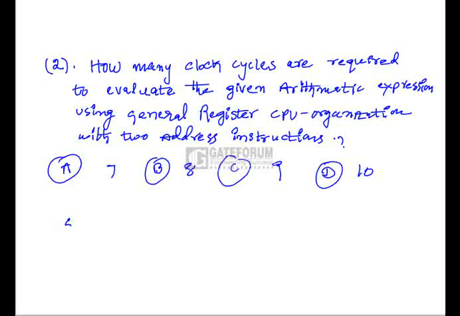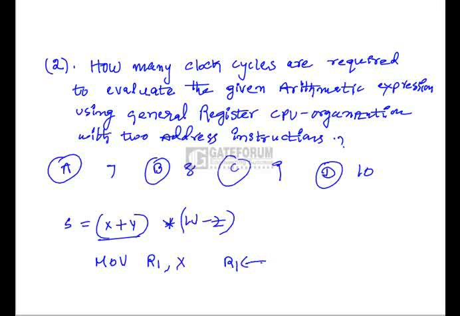So the expression given is S equals (X plus Y) times (W minus Z). So this is the expression given. So the set of instructions for this will be, first of all, we have to take the value of X into some register, because all operations will be done in general registers here. Let it be R1, MOVE R1 comma X. So R1 receives the data from memory at address X. So X value will be taken into R1.